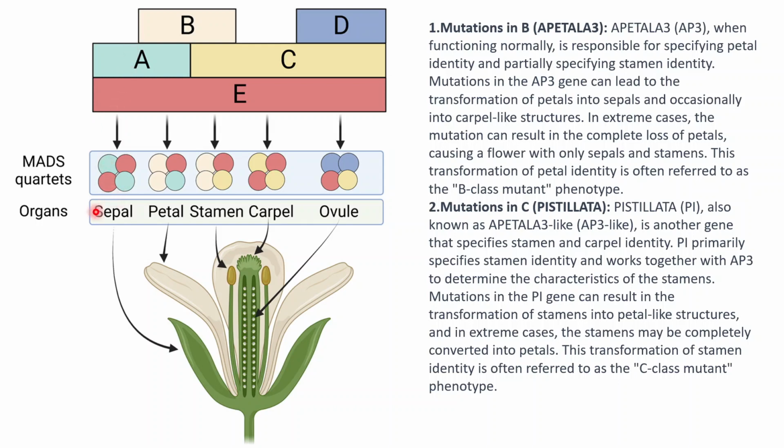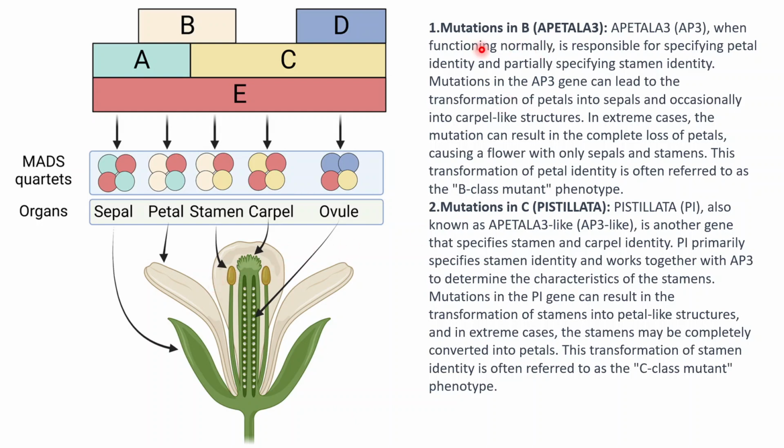So we have this color coding here. A plus E will form a sepal. A plus B plus E will form a petal. Then C plus B plus E will form a stamen. C plus E will form a carpel. C, D and E will form ovule. So this is the pattern in which the floral organization will happen.